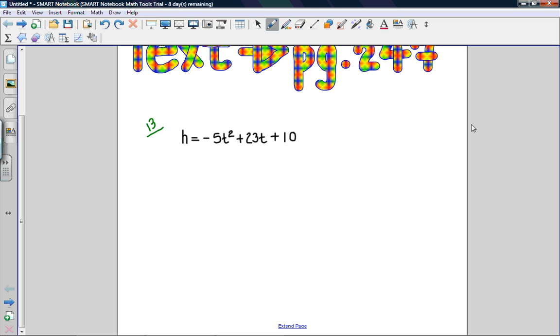So to write the factored form, I'll first look for a greatest common factor, and I can factor out this negative sign. So it would just be, take that out, and change the signs of the positive numbers. So that's supposed to be 5t squared. And that should read minus 10.